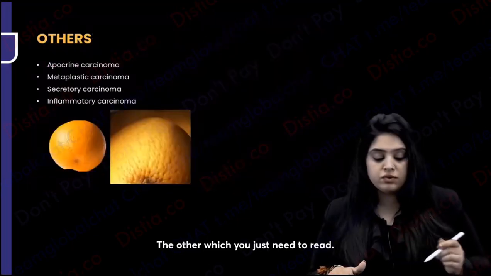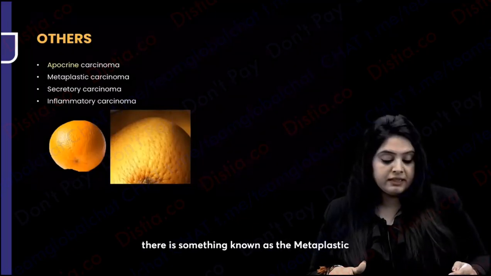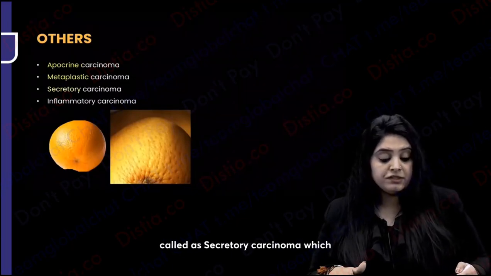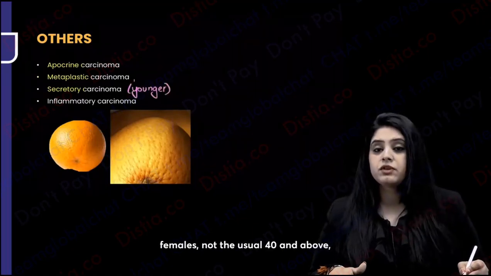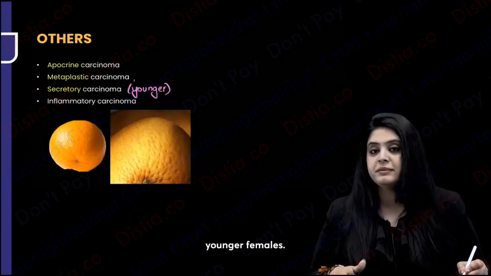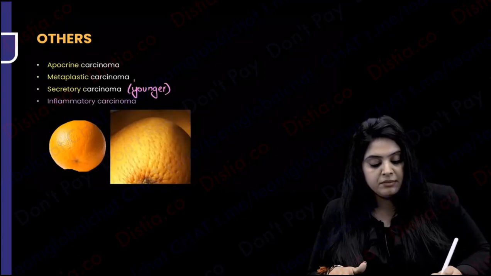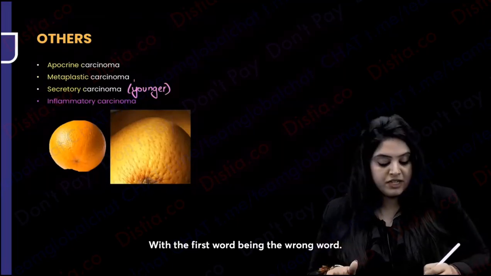The others which you just need to read. There are some other types also known as apocrine carcinoma. There is something known as metaplastic ductal carcinoma. There's something called a secretory carcinoma, which tends to occur at a younger age. It tends to occur in younger females, not the usual 40 and above. Usually it occurs in the younger 20s, and that's the age group. So younger females. And then comes the examiner's favorite, inflammatory carcinoma, with the first word being the wrong word.